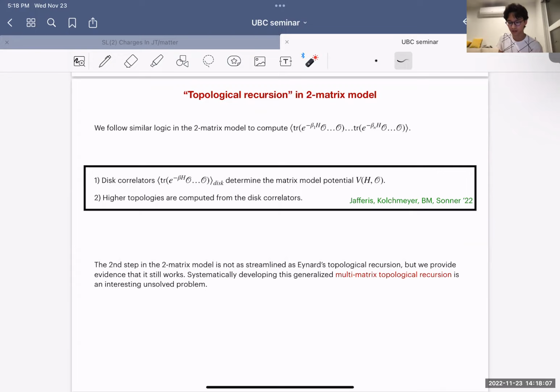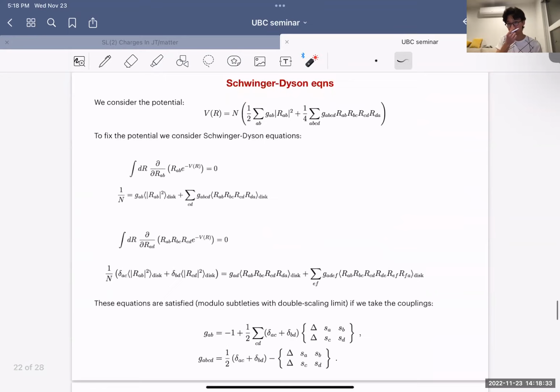Well, I must say that the second step is not going to be nearly as streamlined as Eynard's recursion, but we will give some evidence in some simple examples that it seems to work. So systematically developing this multi-matrix topological recursion might be an interesting direction. Okay, so let's start with point one then.